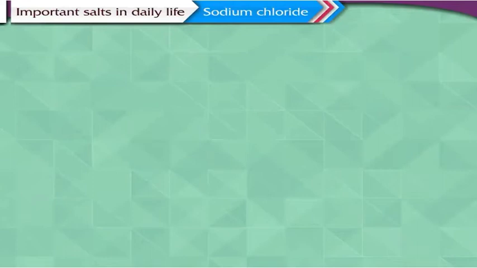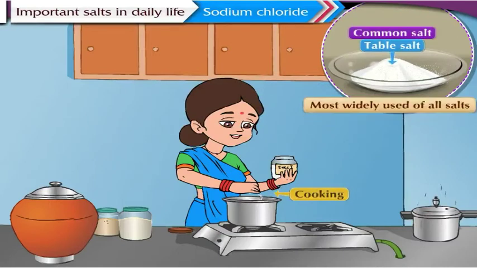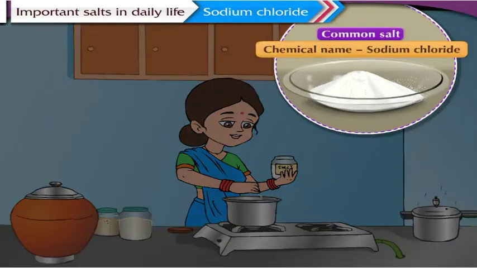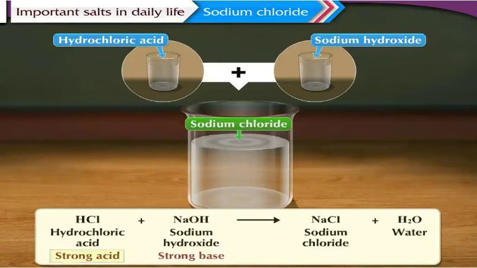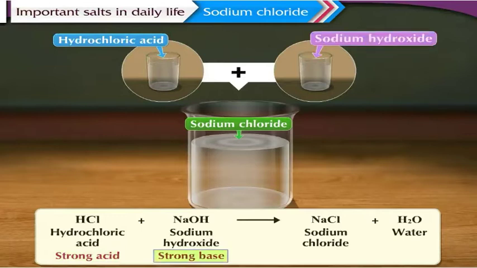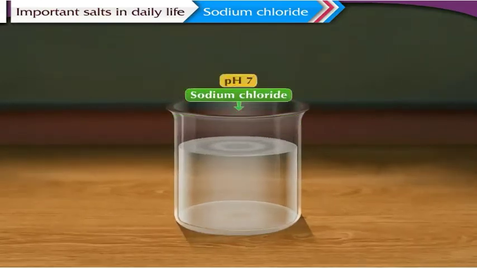Sodium chloride, table salt, NaCl. Table salt or common salt, which is used for cooking, is the most widely used of all salts. Its chemical name is sodium chloride. It is formed by the neutralization reaction of a strong acid, that is hydrochloric acid, and a strong base, that is sodium hydroxide. Therefore, it is a neutral salt. Its aqueous solution has pH 7.